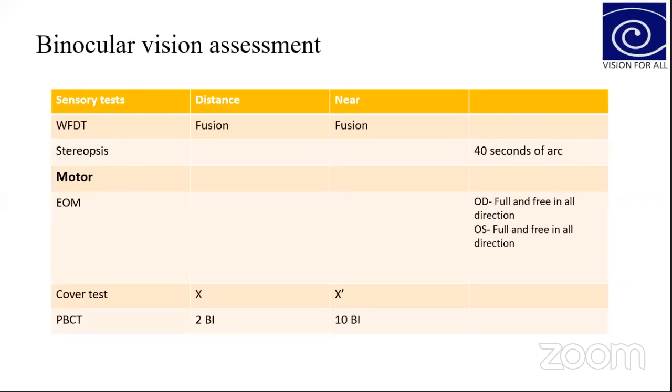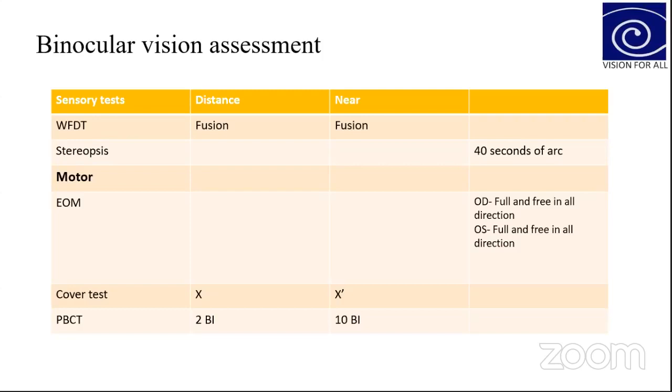So let's see what the binocular vision assessment was. In the binocular vision assessment, the sensory status was good. The patient has fusion at distance and near, and stereopsis is good. What do we see in the motor test? The extraocular muscles are full and free in all directions, and there is no pain while moving the eye in any gaze.